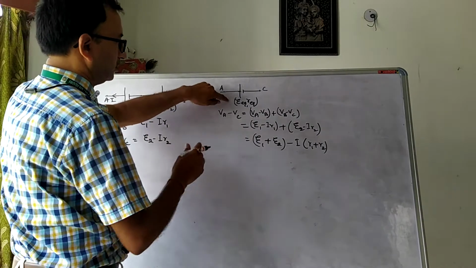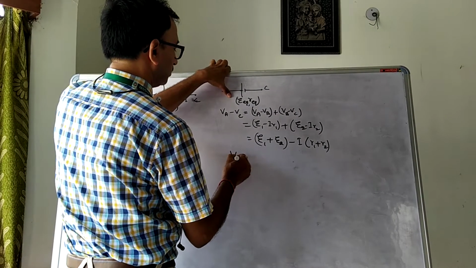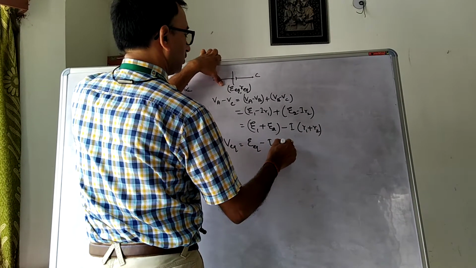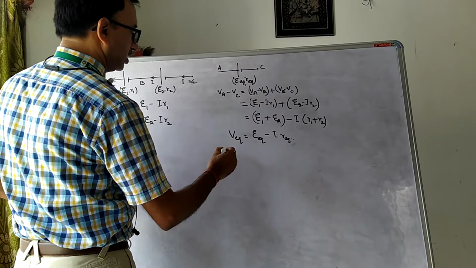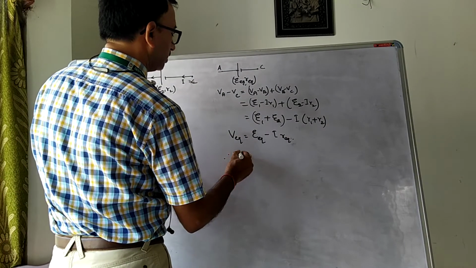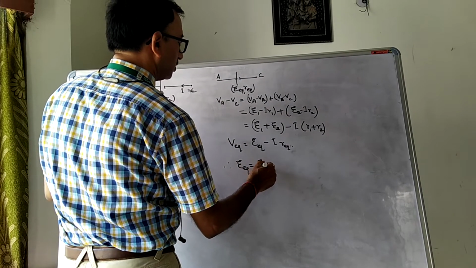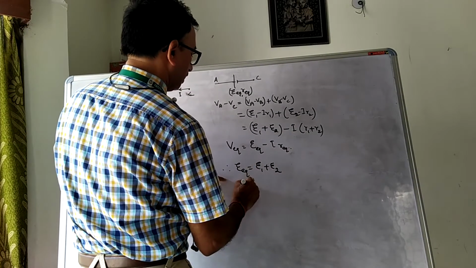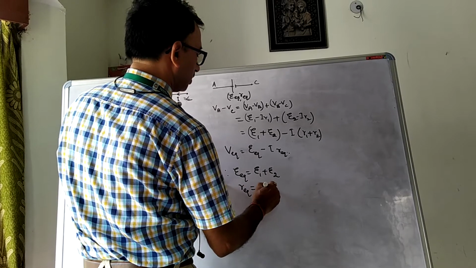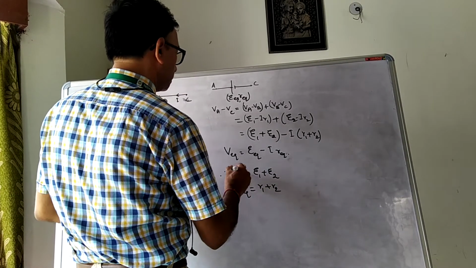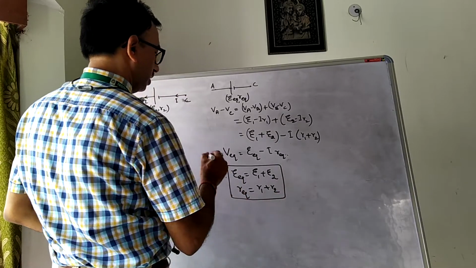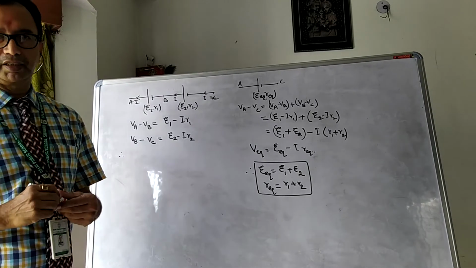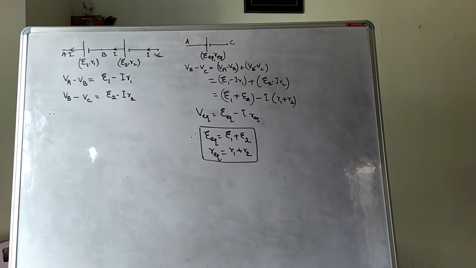Now, if you write the formula for the equivalent, V equivalent will be E equivalent minus I R equivalent. When you compare both equations, we find E equivalent equals E1 plus E2 and R equivalent equals R1 plus R2. So this is the E equivalent when we connect the cells in series, right?